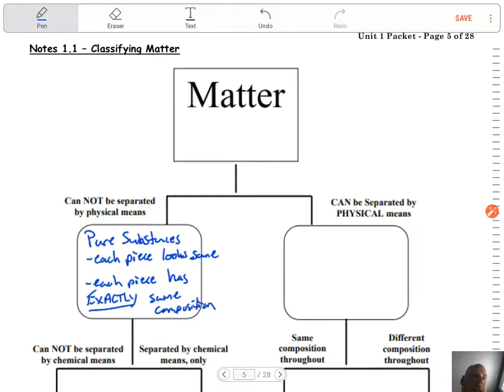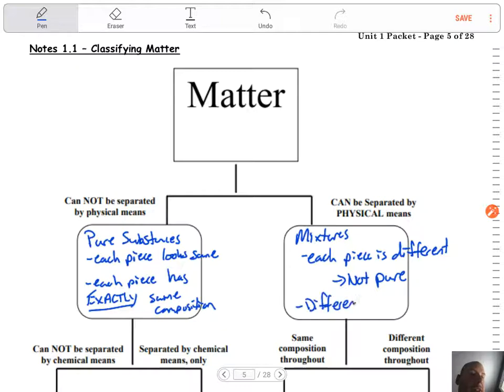Whereas on the flip side, over here on the right, if you can separate them by a physical means, those are known as mixtures. And there's two that we're going to talk about. Okay, each piece is different. Okay, which means that it's not pure. And then the big thing to remember here with mixtures is that they have different ratios. So over here on the left, if they're pure substances, they're going to have the same ratios. Okay.